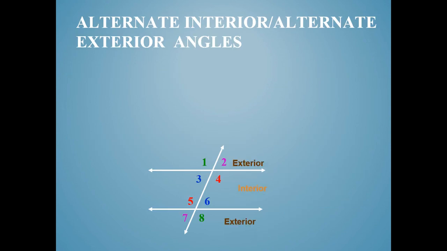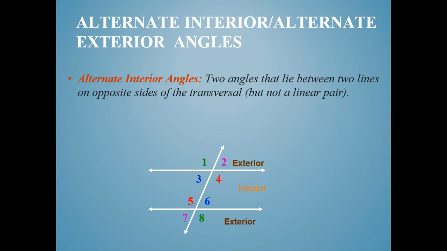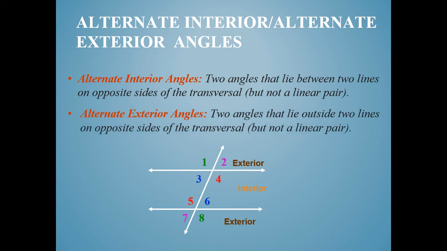Then we'll move on to alternating interior and alternating exterior angles. So alternating interior angles are again the inside of our two lines, but alternating means our angles are on opposite sides of the transversal. So for example, angles 3 and 6 and angles 4 and 5. Then we have alternating exterior angles, which are 2 angles that are on the outside of our two lines but are on opposite sides of the transversal. These will not make a linear pair. Alternating angles will not make linear pairs. So for example, alternating exterior angles could be 1 and 8 or 2 and 7.